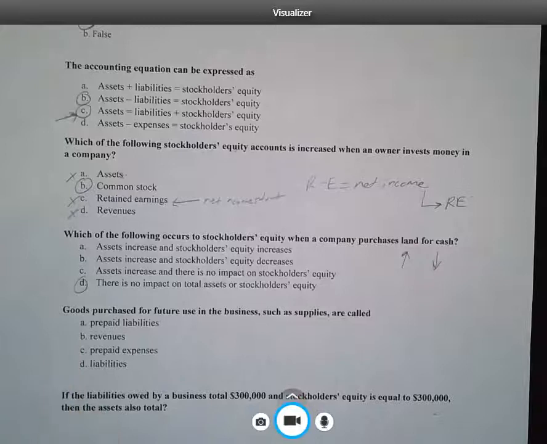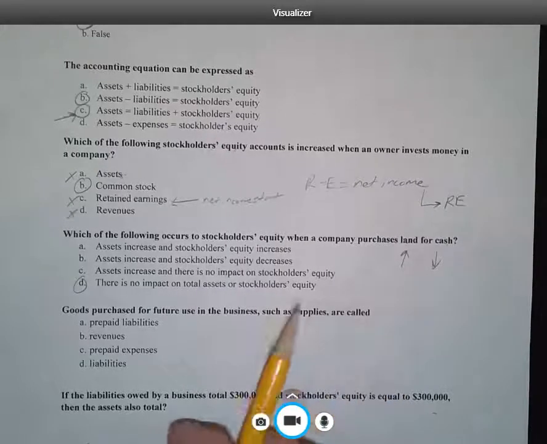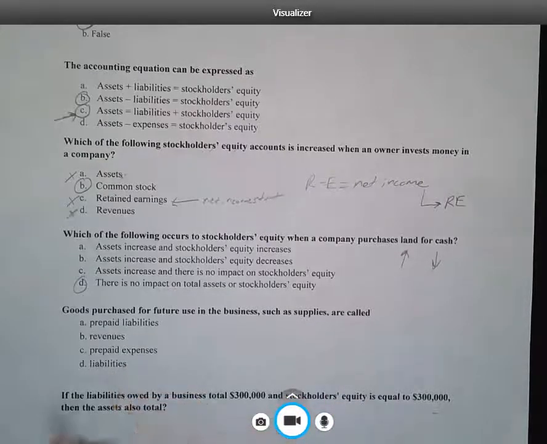Okay. Goods purchased for future use in the business, such as supplies, are called, now we talked about this in the PowerPoint video presentation. Supplies are an asset, no doubt about that. So really, even if you didn't know exactly what supplies are, you could say, okay, well, liabilities are not an asset. They're the opposite of an asset. They represent an obligation. Revenues are over on the income statement.